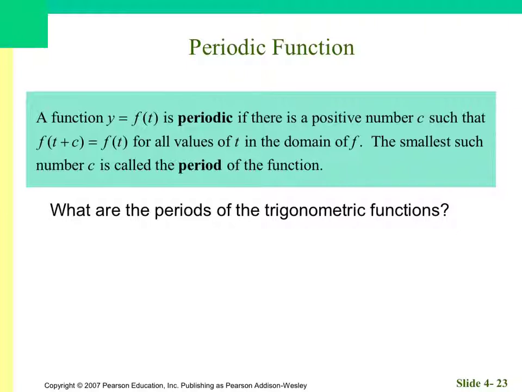A function y equals f of t is a periodic function if there's a positive number c such that f of t plus c equals f of t for all values in the domain. The smallest such c is called the period of the function. So what are the periods of the trig functions? The period of sine, 2 pi.